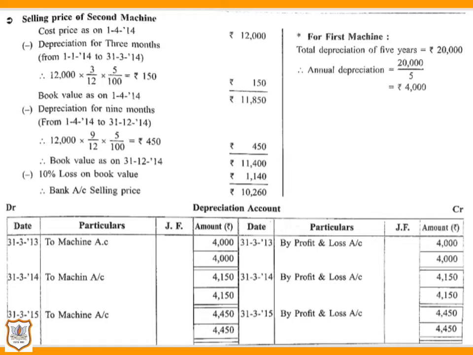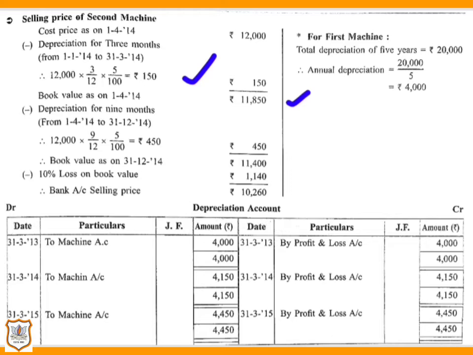where this year ends. In the question it is given that we have to provide depreciation at 5% under straight line method. So if we calculate this, that is 12,000 multiplied by 3 upon 12 multiplied by 5 upon 100, we will get 150. So here 150 is the amount of depreciation in the accounting year that begins from 1st April 2013 and ends on 31st March 2014. And if we deduct it, we will get 11,850. That is the book value as on 1st April 2014, or we can say that it is the closing balance at the end of the accounting year 2013-14.